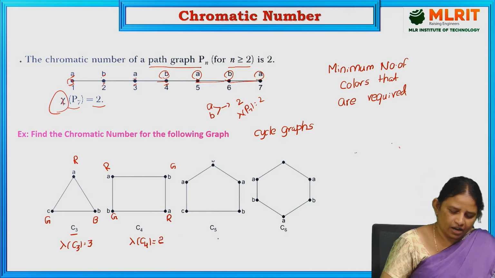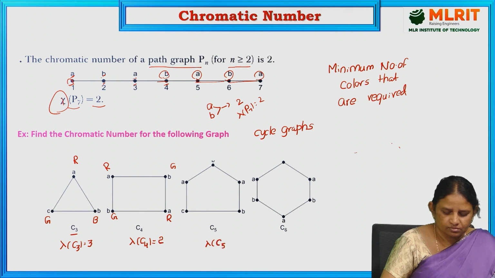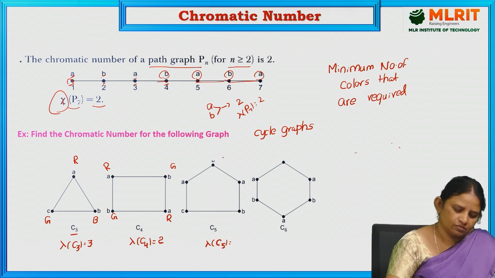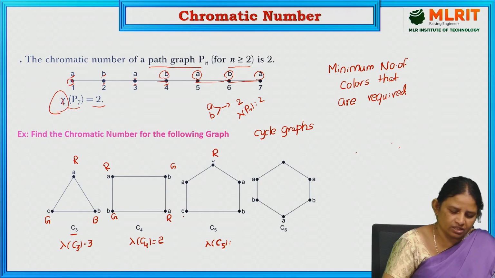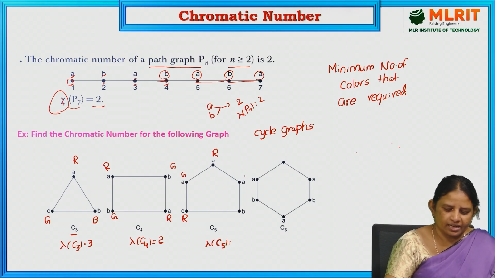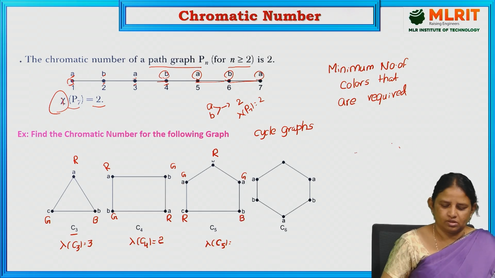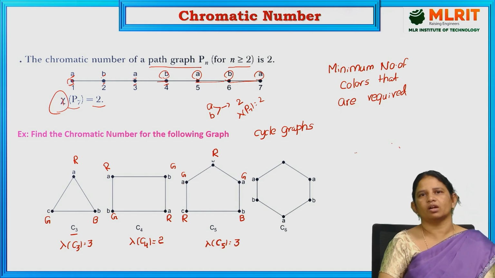So, cycle graph of 5. First of all, here we can use red color. Don't use red next to it; we can use red here. Next, green. We can't use red or green here, so we use blue. Then the total number of colors is 3.